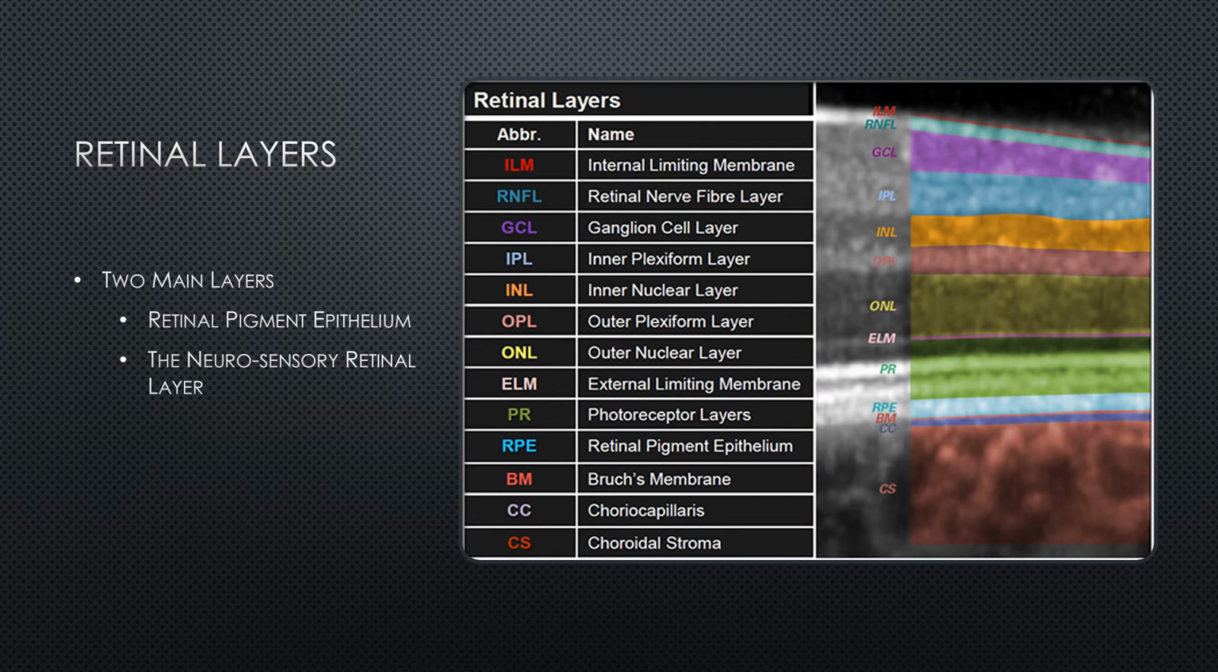We can divide the retina into 2 main layers: the retinal pigment epithelium and the neurosensory retinal layer. Pigment epithelium is directly adjacent to the choroid and is a single layer of cells containing melanin. The neural layer consists of several layers. They are the photoreceptors, external limiting membrane, outer nuclear layer, outer plexiform layer, inner nuclear layer, inner plexiform layer, ganglion cell layer, and the internal limiting membrane.